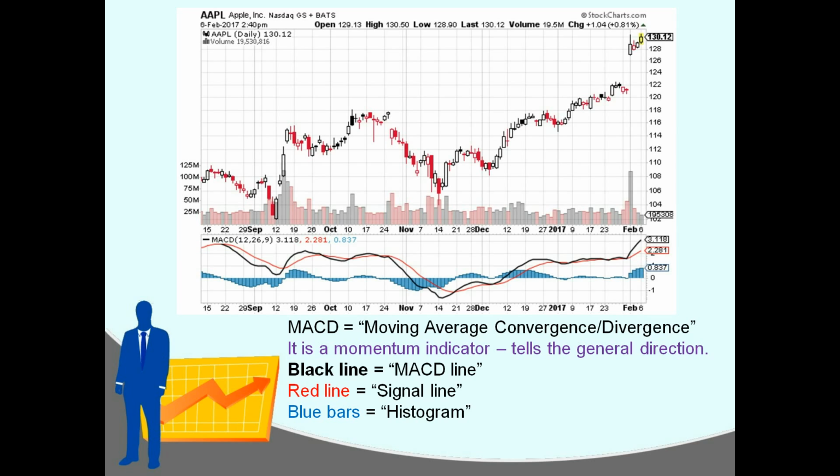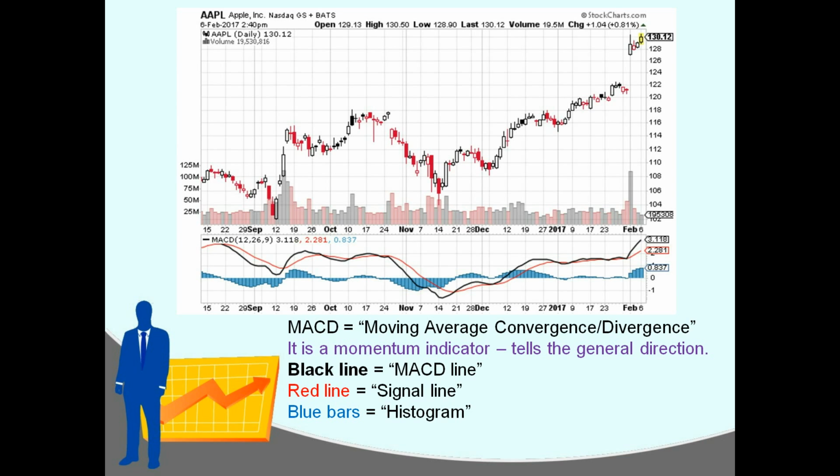Alright, so the MACD is a quick way of saying moving average convergence divergence. MACD. It's a lot easier to say MACD, so we'll just go ahead and call it that. Alright, so what does all that stuff mean? It is a momentum indicator. That means that it tells the general direction. So are we looking at a stock that in the short to medium term has tended to trend upward, downward, sideways? So that's what it does.